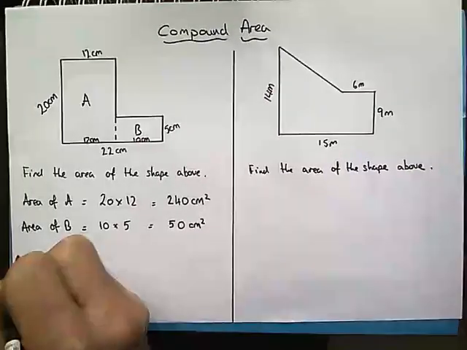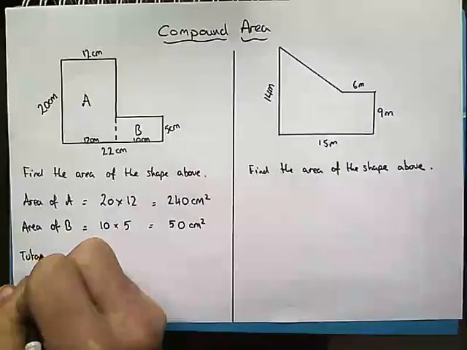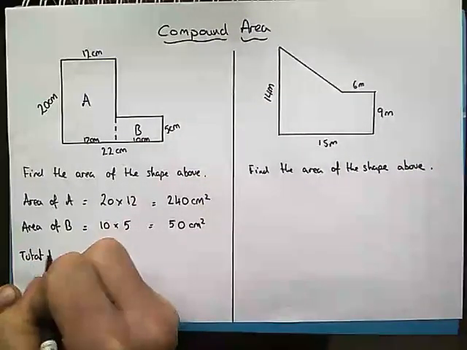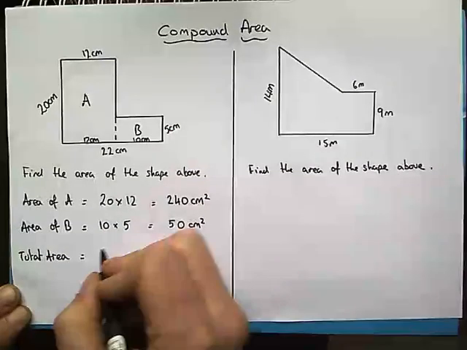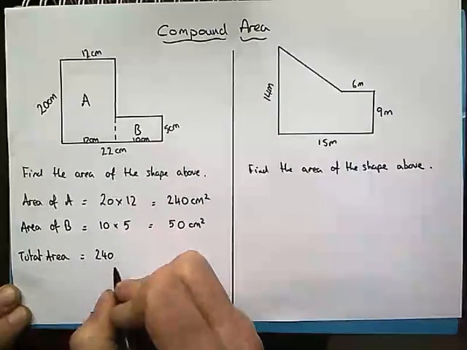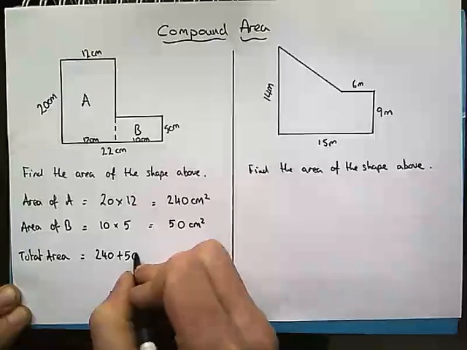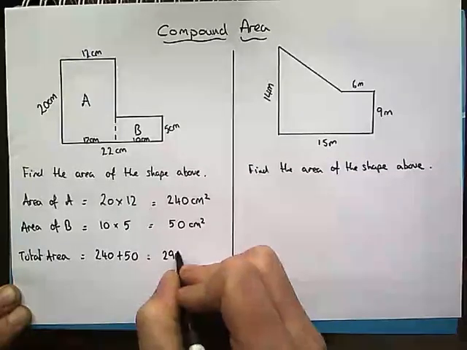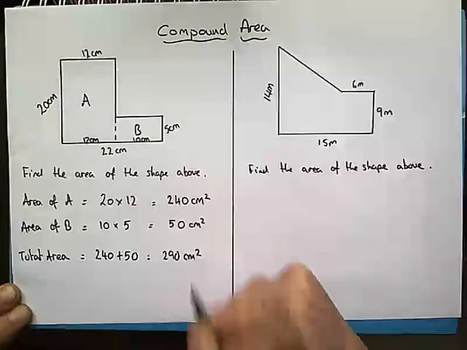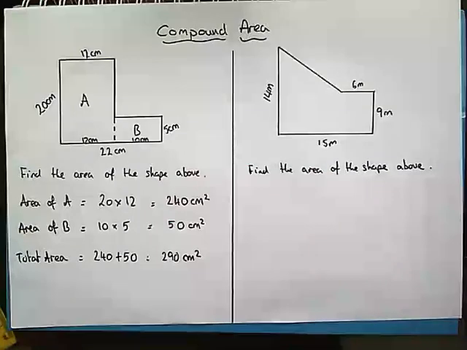So the total area equals 240 plus 50, which equals 290 centimetres squared. Okay, so this is pretty straightforward really. If you can break it up into two different shapes, and then you can find the dimensions of the shape that you're trying to find out for individual.